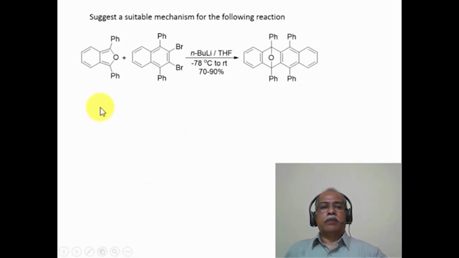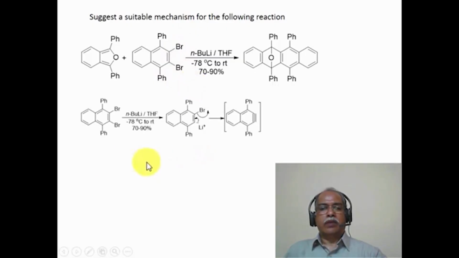Now, this problem has to deal with the mechanistic aspect of the Diels-Alder reaction. Suggest a suitable mechanism for the following reaction. Now this dibromo derivative, when you treat it with butyl lithium, first will undergo a bromine-lithium exchange, a metal-halogen exchange reaction, resulting in the formation of a lithium derivative which will undergo lithium bromide elimination to give the corresponding benzyne derivative. So the initial reaction is the dibromo derivative undergoes lithiation followed by elimination of bromine to give a benzyne.